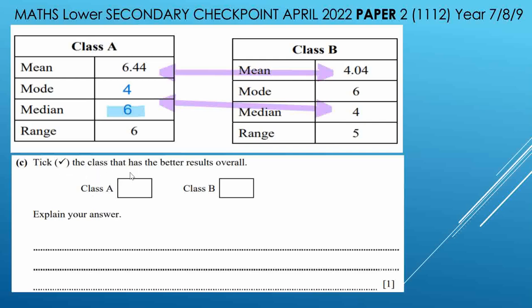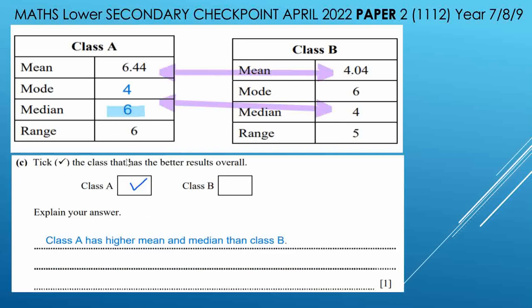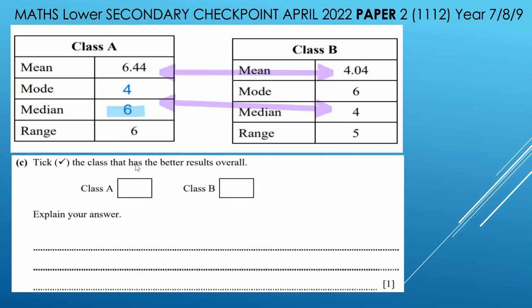Take the class that has the better results overall. So we take class A, but before that, you have to explain your answer. If you have not seen the answer revealed just now by mistake, I give you 10 seconds to figure out your reason. 10, 9, 8, 7, 6, 5, 4, 3, 2, 1, 0.